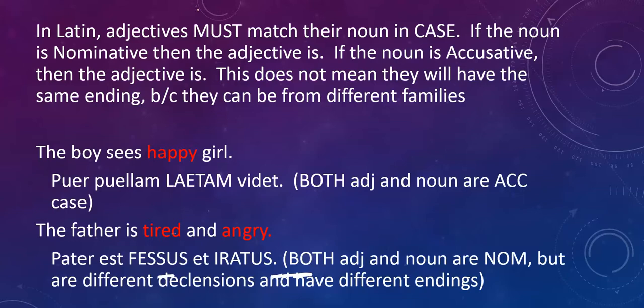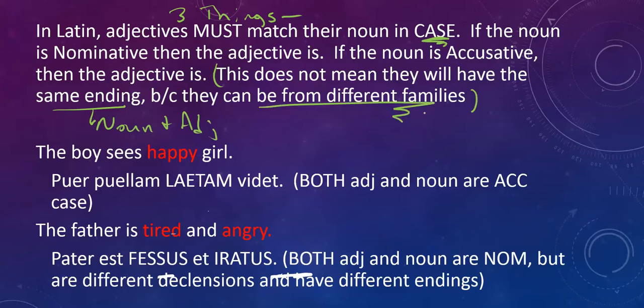So there are 3 main things that I'm going to talk about. The first is case. In Latin, adjectives must match their noun in case. If the noun is nominative, then the adjective is. If the noun is accusative, the adjective is. If it's ablative, the adjective is. This does not mean that they will have the exact same ending, however. That is, the noun and adjective. Because they could be from different families. Remember, we do have these families called declensions. We'll look at an example of different families in a moment.